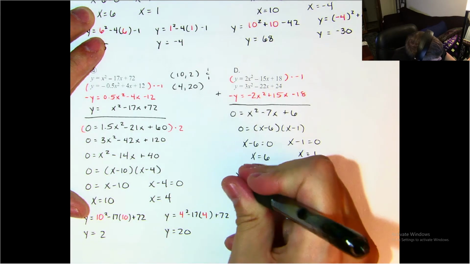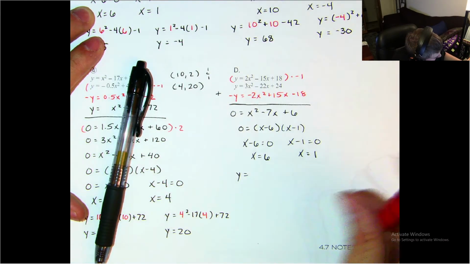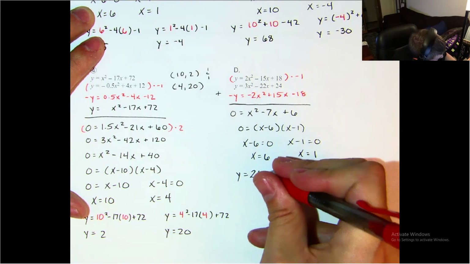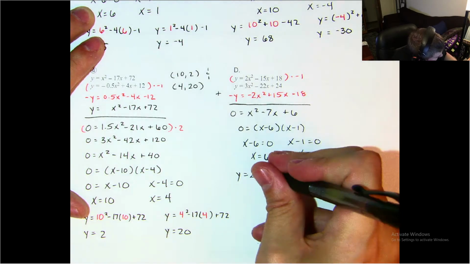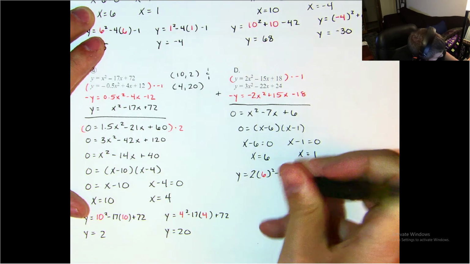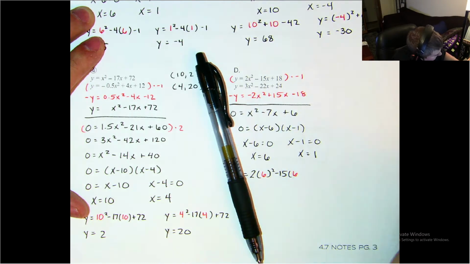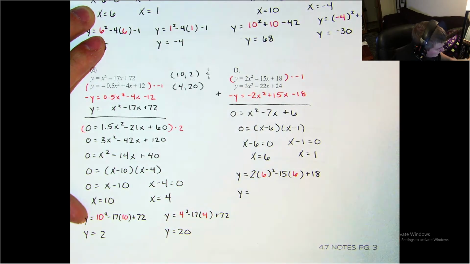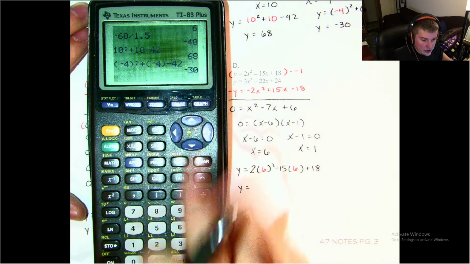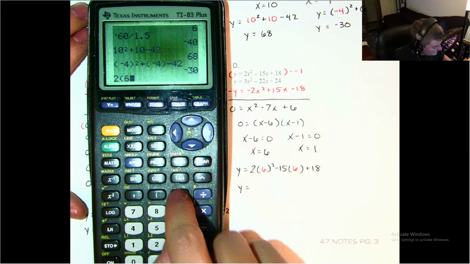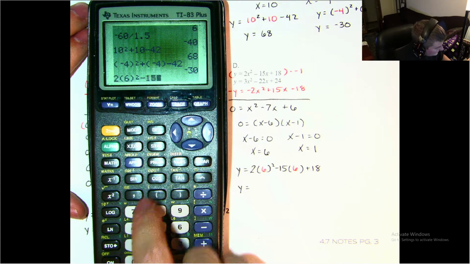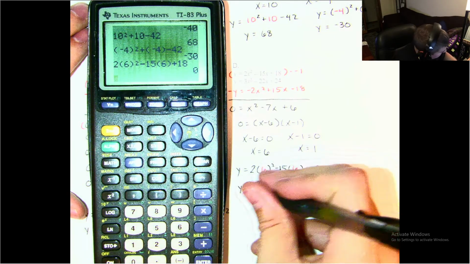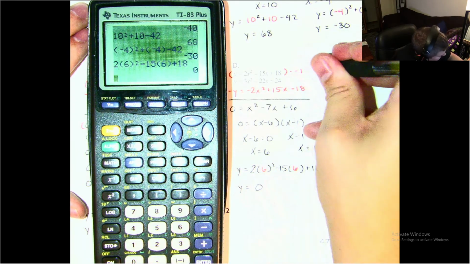Now we just have to find the y values. All right, I'm going to plug it in the top one. Looks like I'm overlapping just a bit, which is okay. Okay, so this one here, we're going to go 2 times 6 squared minus 15 times 6 plus 18. 0. Okay, very nice. So our first intersection point is (6, 0).